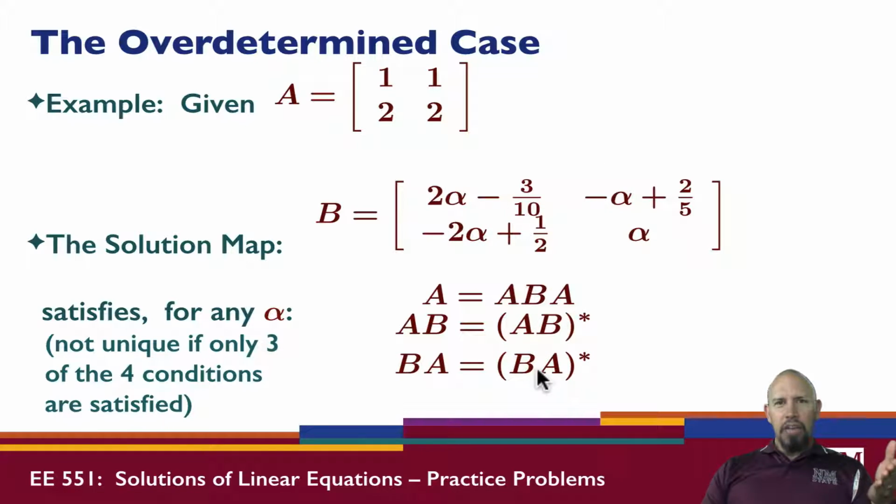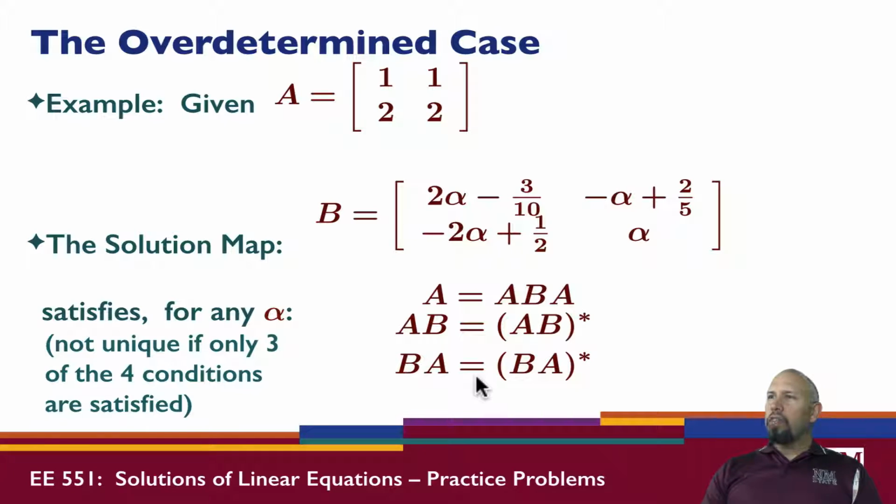So what that shows is that there are an infinite number of solutions to these three equations for this problem. Notice that these two equations are used for the overdetermined problem. This and this are used for the underdetermined problem. And so this B will satisfy as the solution map for both of those problems. But notice it's only using 3 of the 4 defining properties for the pseudo-inverse.